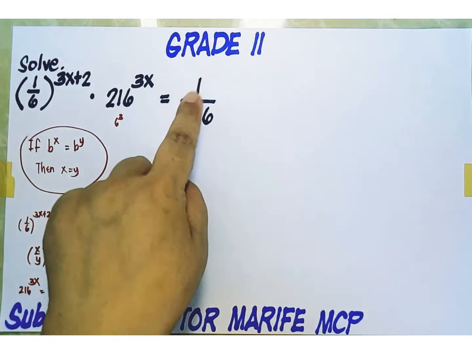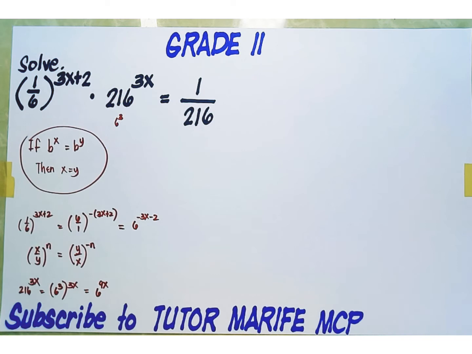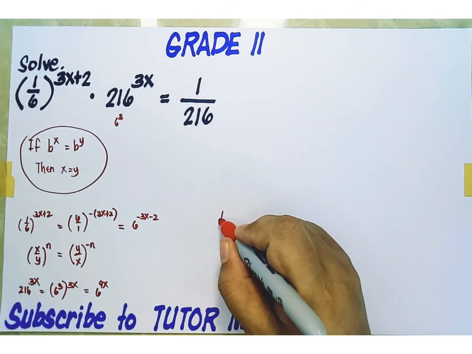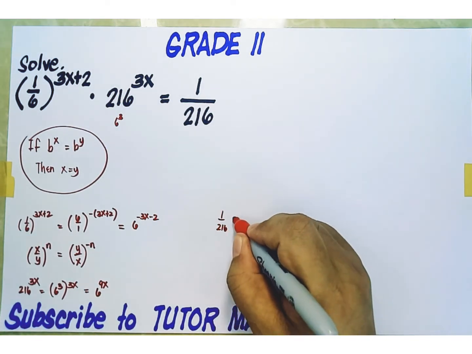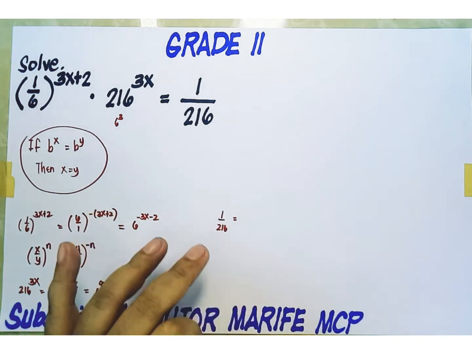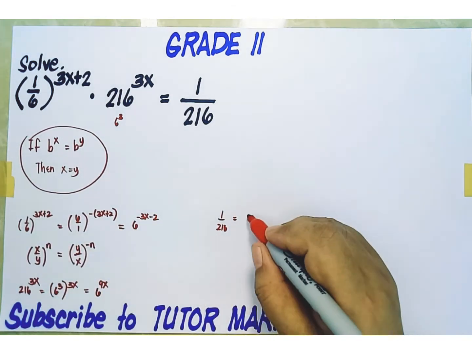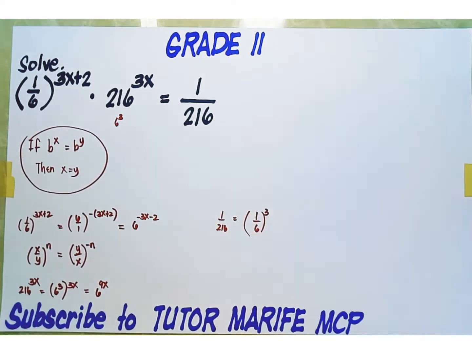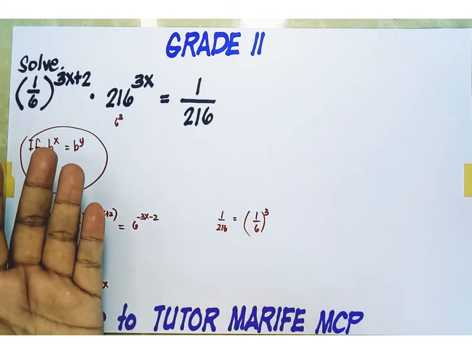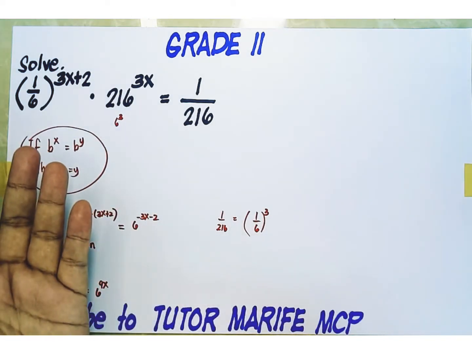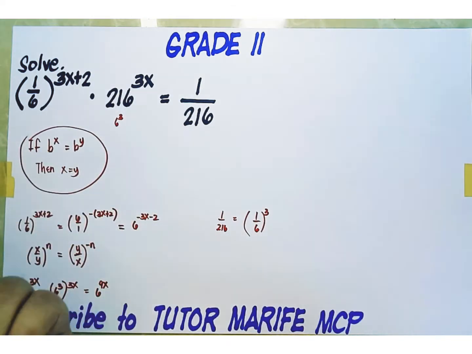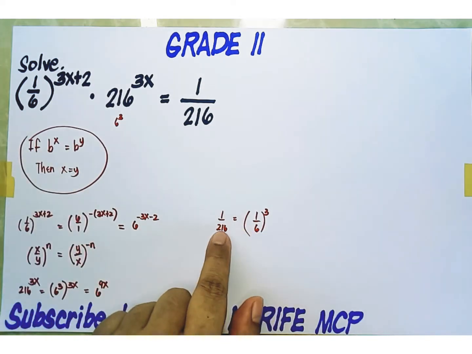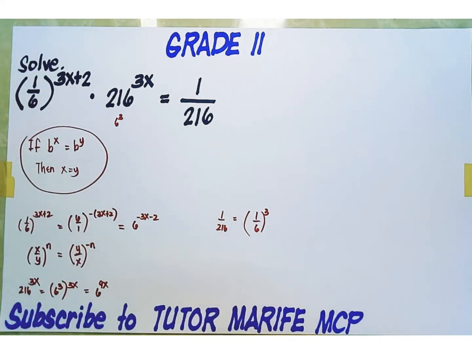Okay, let's proceed to the right side of the equation. We have 1 over 216. We can rewrite 1 over 216 as 1 over 6 cubed. Let's double check. 1/6 times 1/6 equals 1 over 36. 1 over 36 times 1/6 equals 1 over 216.